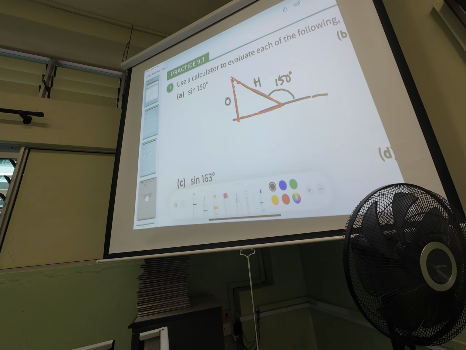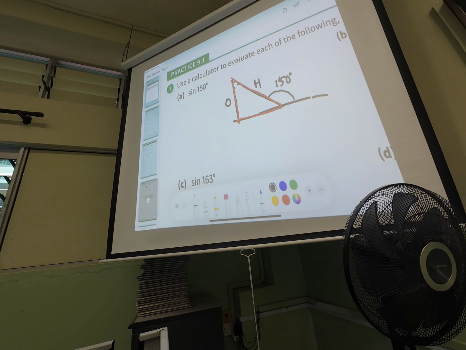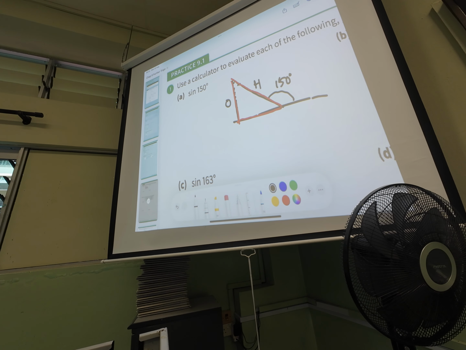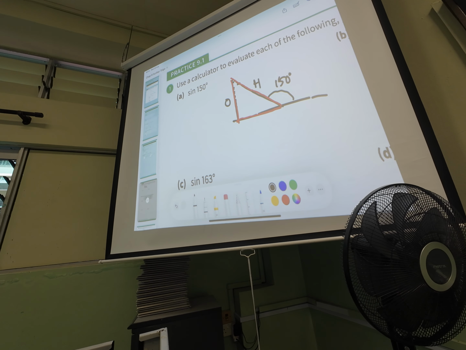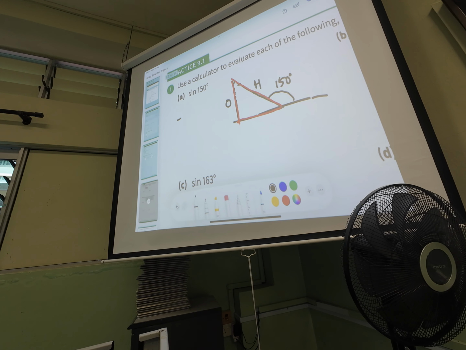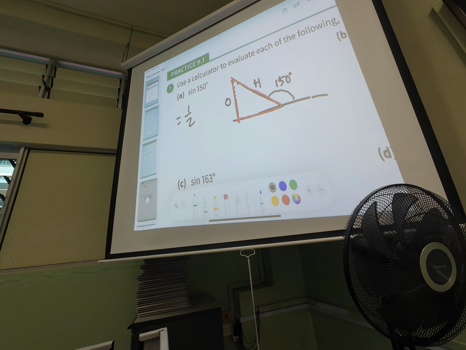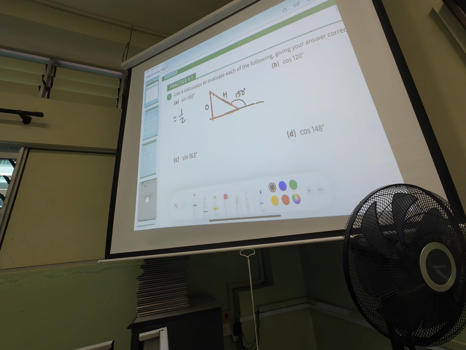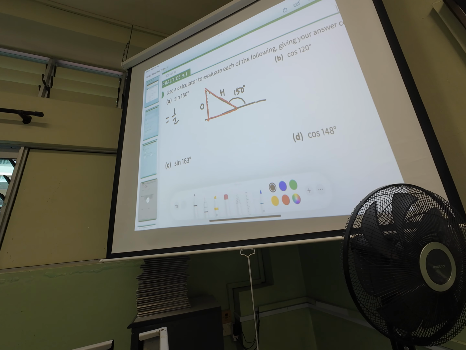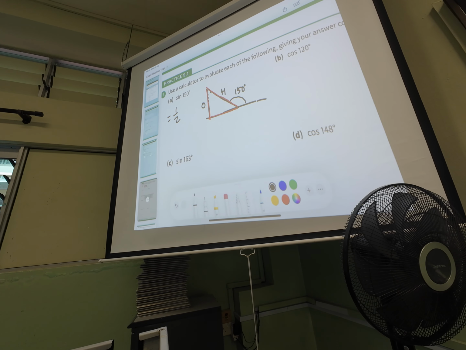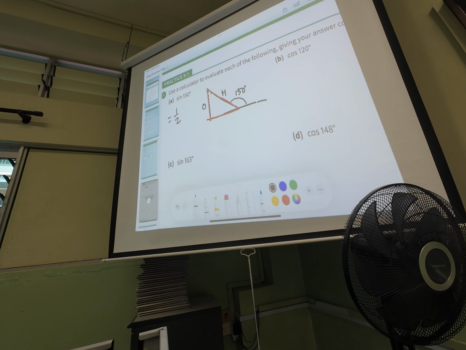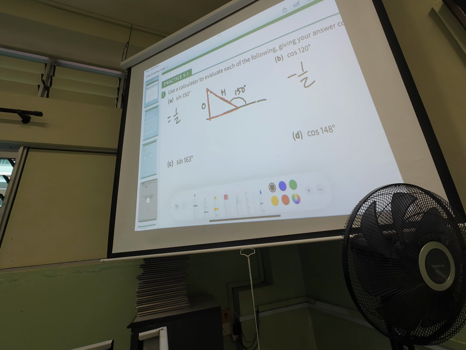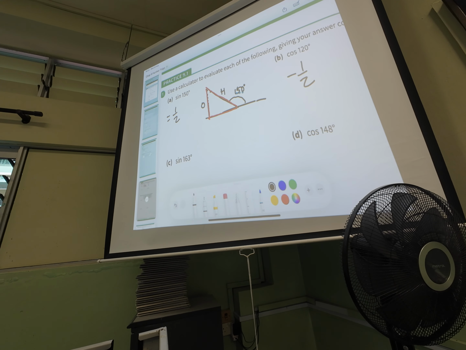Those who haven't tried, take out your calculator, go and press. There's no way you can tell me what sine 150 is. How did my Apple Pencil sound? So when you press your calculator, it tells you 0.5. Once you understand that, you don't need to draw what I draw. Every time they ask you, you just press your calculator. So cosine 120 is negative half. Your calculator will tell you.